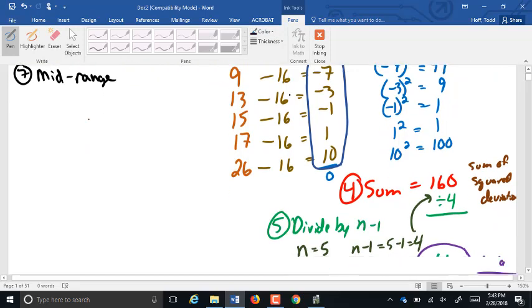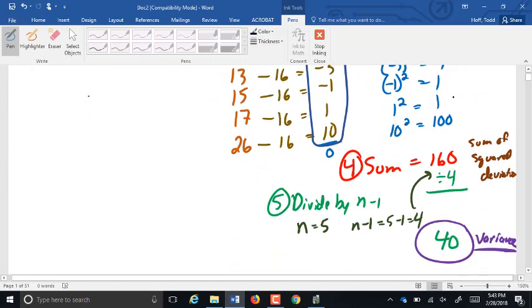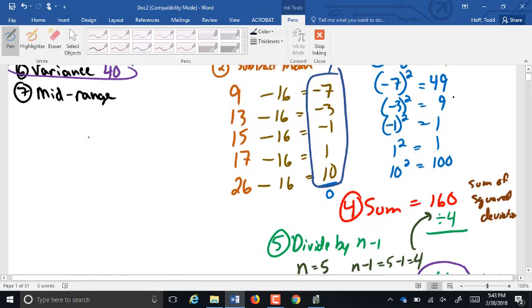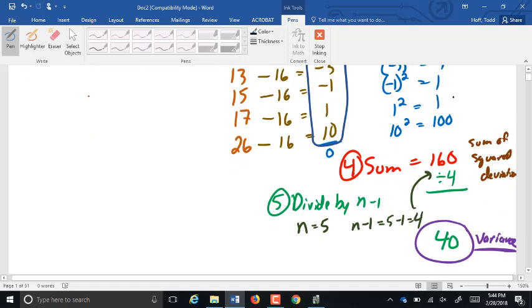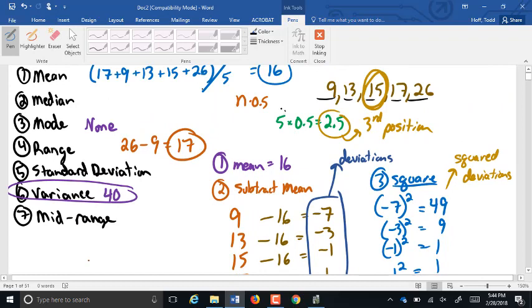1, 2, 3, 4, 5 items in the set. No, 5 is just, there's just 5. So it's just 1, 2, 3, 4, 5. We're at up here. This is n times 0.5 to find the position of the median. You could also do n times 1/2, because the median is 1/2 of the way through the data.